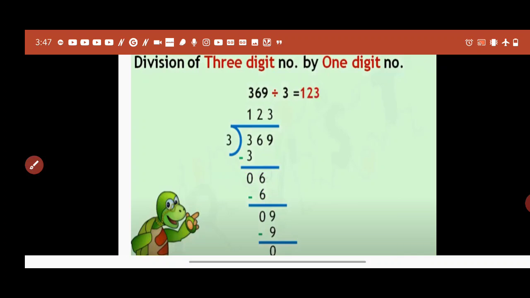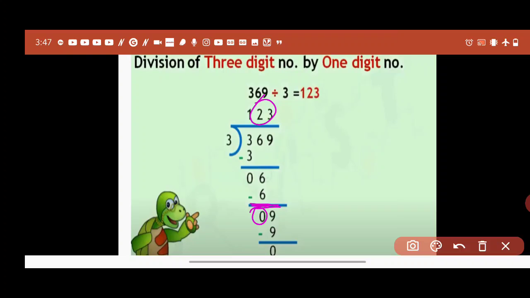Now see whether 6 comes in the table of 3 or not. Yes, it comes. By how much? By 2's are. 3 2's are 6. Write down 2 at tens place now in the quotient. Write down 6 below. Subtract both the numbers. We get the answer 0.